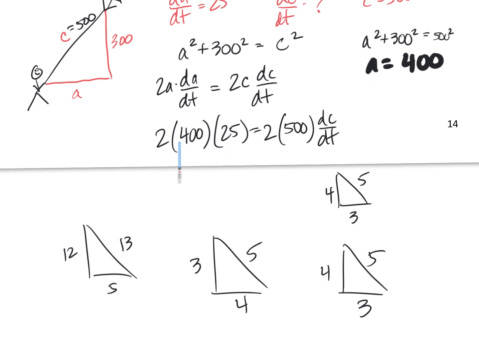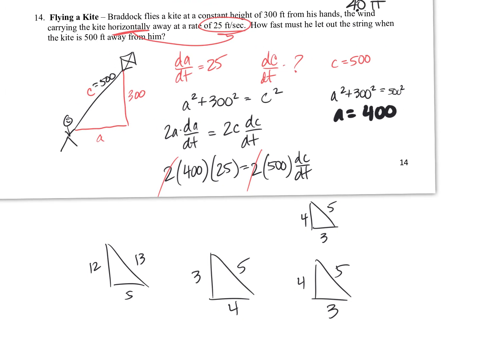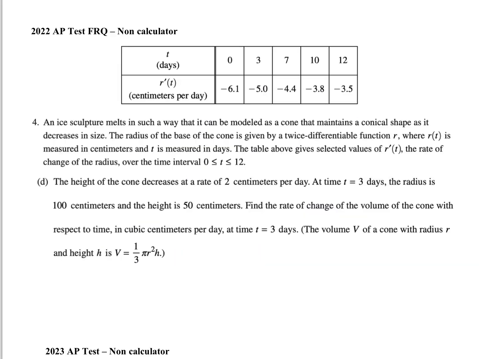Could you cancel the 2 on each side? Oh yeah, divide by 2. That's a great call because we don't have a calculator here. This is not multiple choice. How would you want to leave your answer? We've got to get dC/dt by itself. Divide by 500. Done.